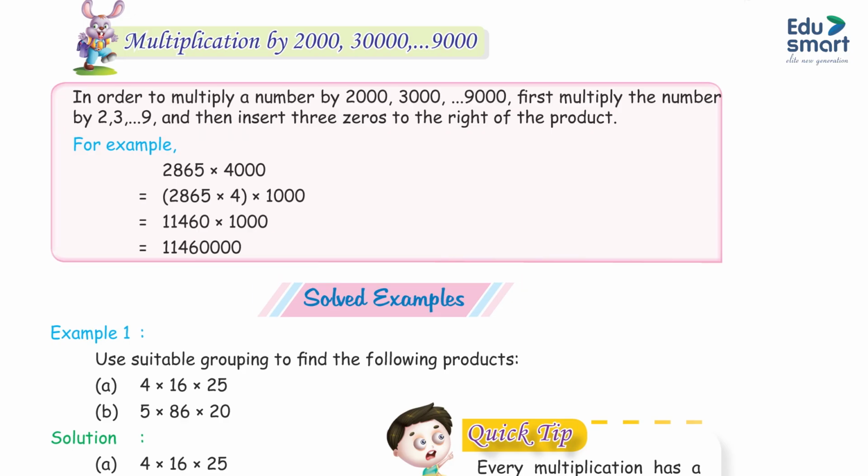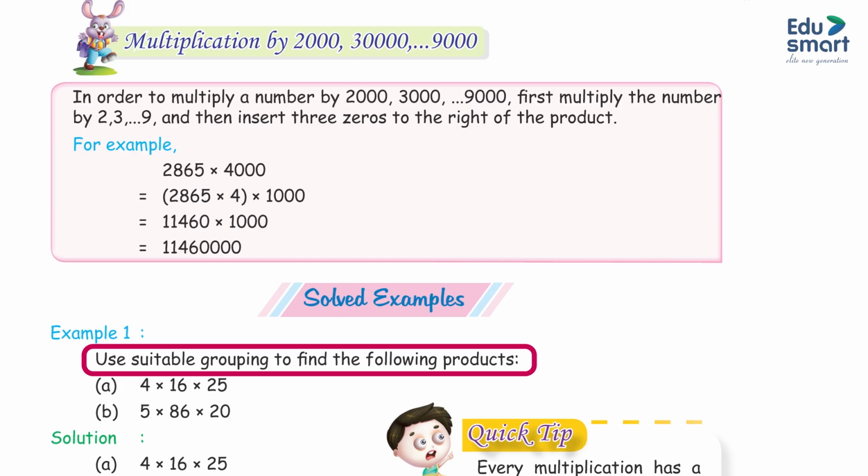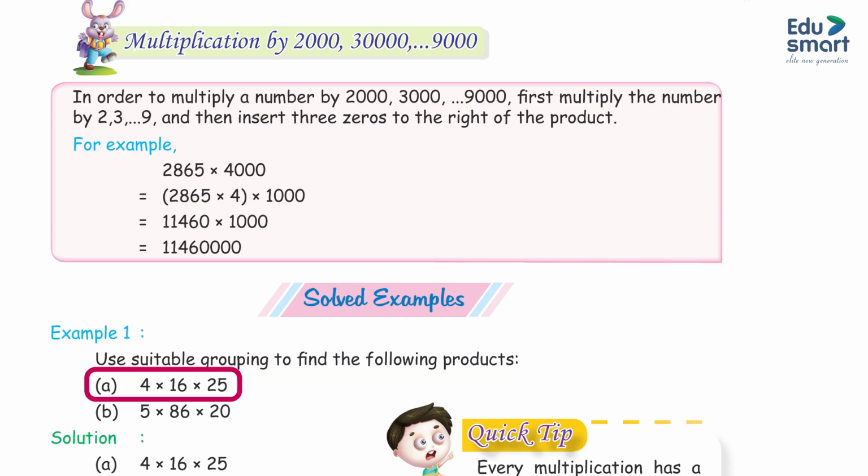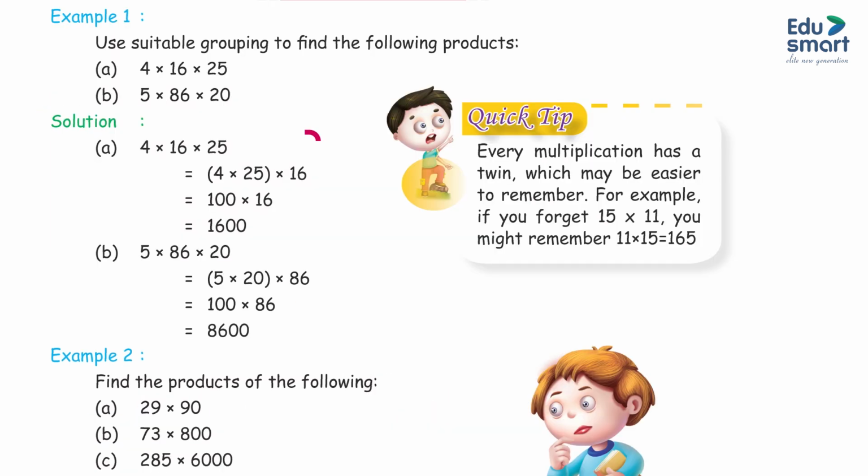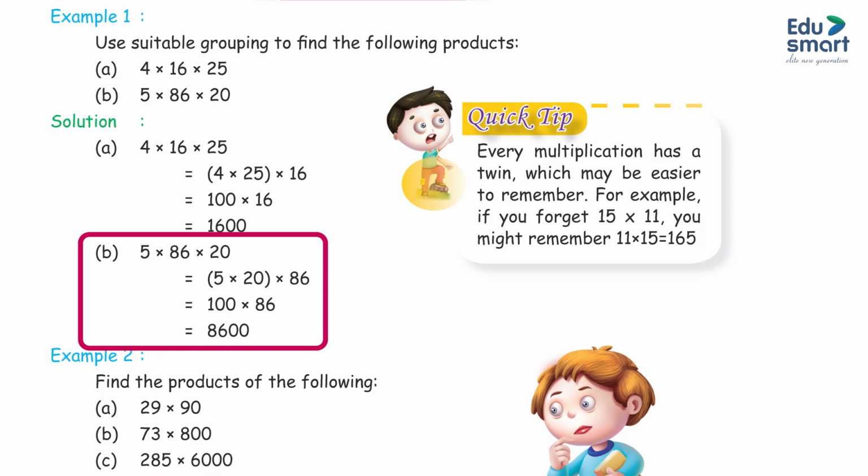Solved examples. Example 1. Use suitable grouping to find the following products. A. 4 into 16 into 25. B. 5 into 86 into 20. Solution. A. 4 into 16 into 25 is equal to 4 into 25 into 16, which is equal to 100 into 16, which is equal to 1600. B. 5 into 86 into 20 is 5 into 20 into 86, which is 100 into 86, equal to 8600.